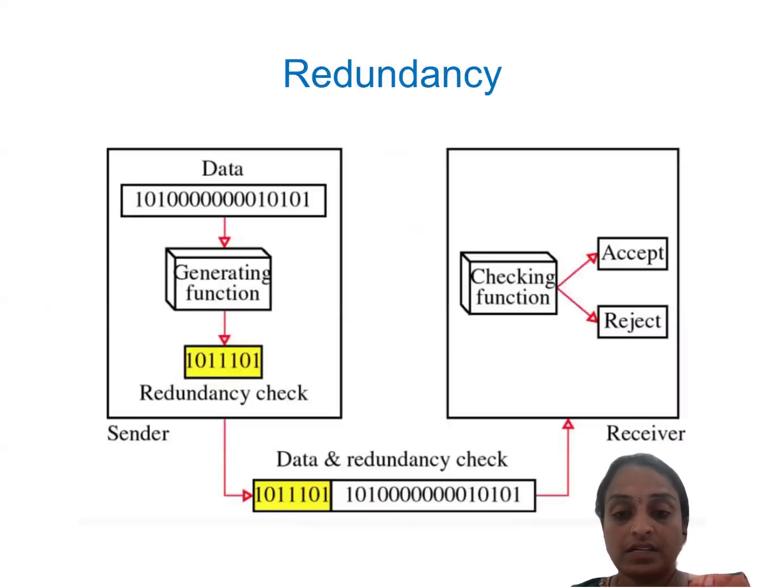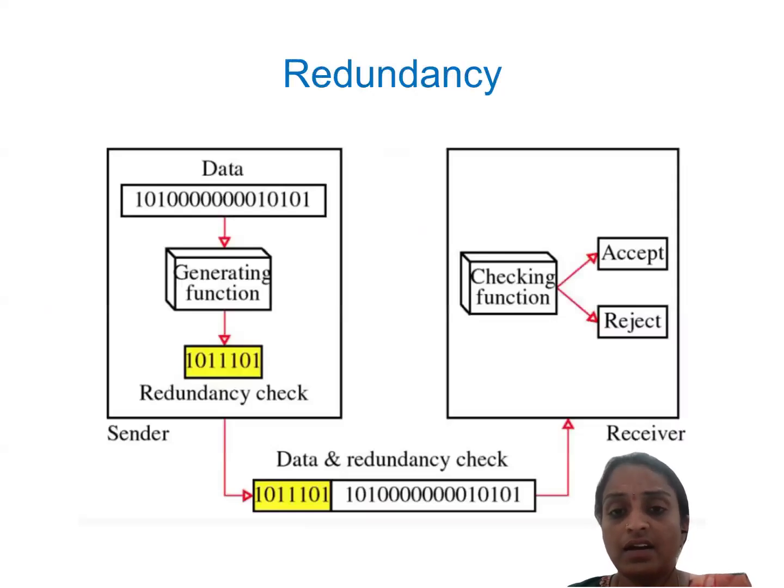This picture shows the redundancy. In this one, first we have the data. This data, along with redundancy, we send from the sender to the receiver. Now see here, this yellow box represents the redundancy check. Redundancy is nothing but adding some extra bits. Along with the data, we send the redundancy bits also from the sender to the receiver.